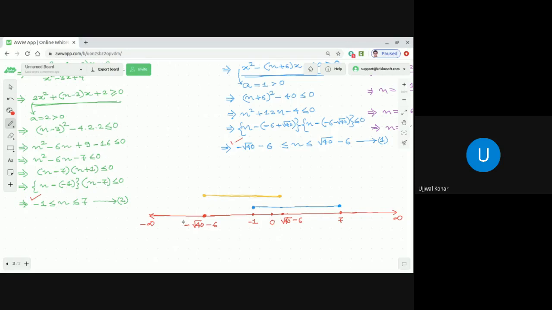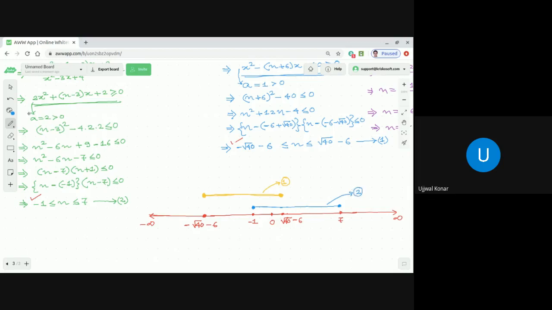So what are the different points I get? This represents that yellow line. I can draw once more so that you should not have any confusion. The yellow line I'm going to draw represents the closed interval minus square root of 40 minus 6 to square root of 40 minus 6, something like this. Correct, na? So this one represents the solution to inequation 1. And the blue line represents the solution to inequation 2.